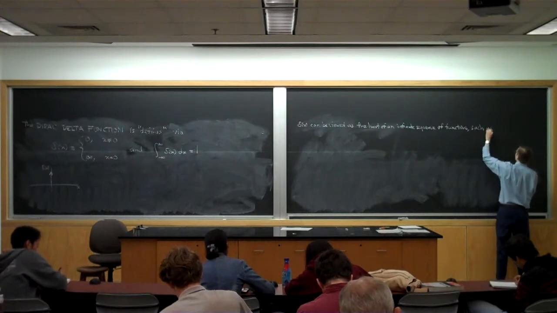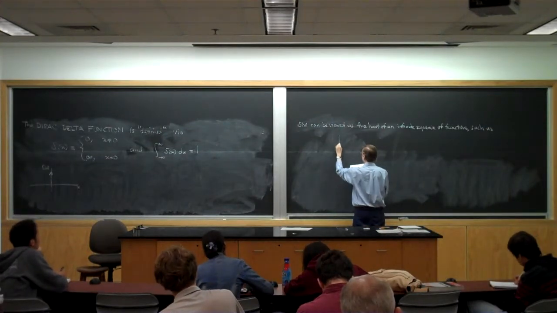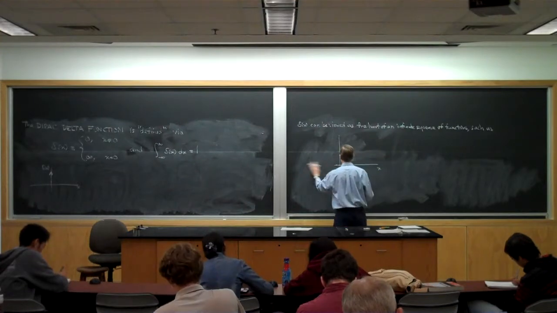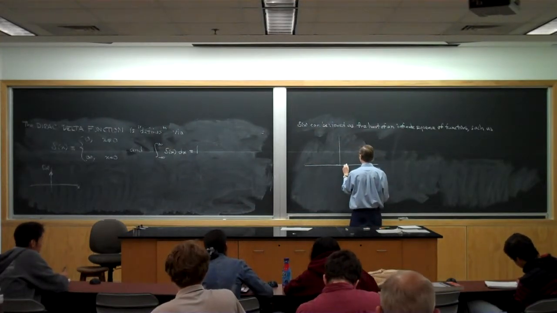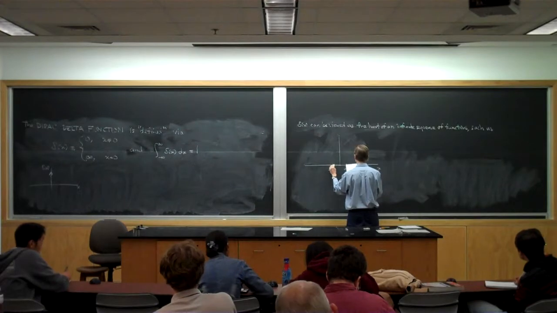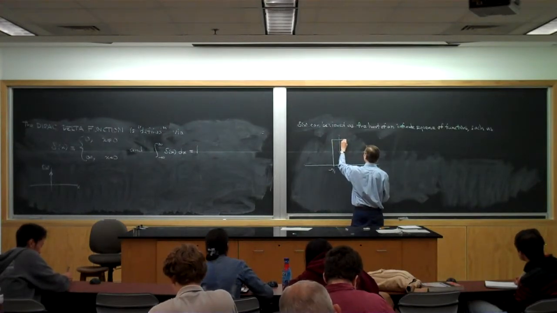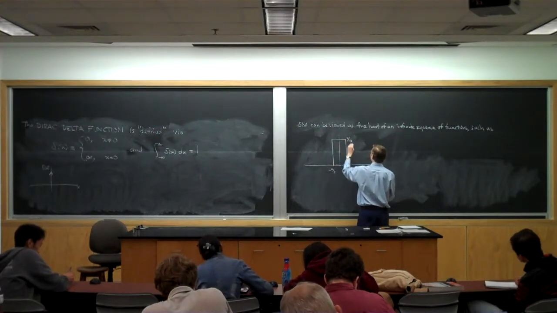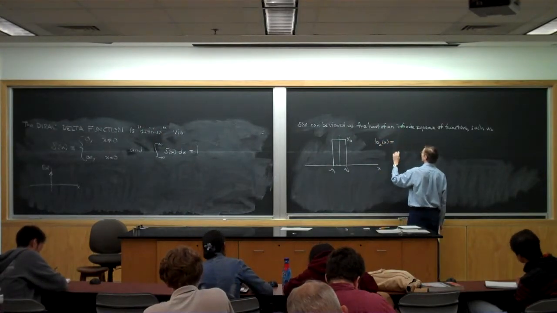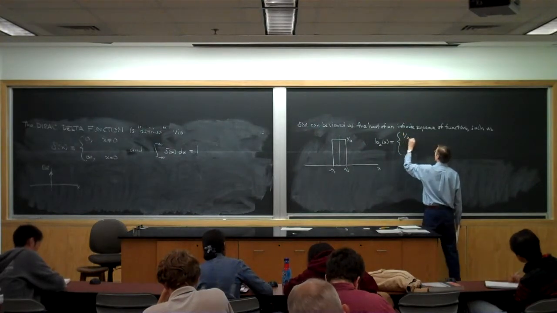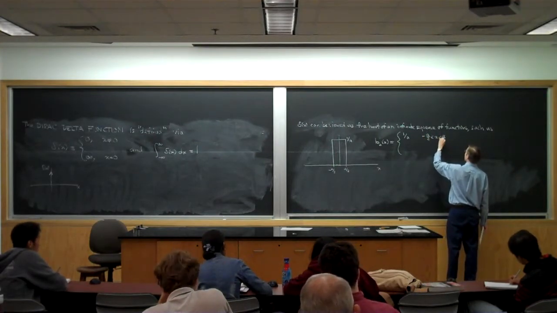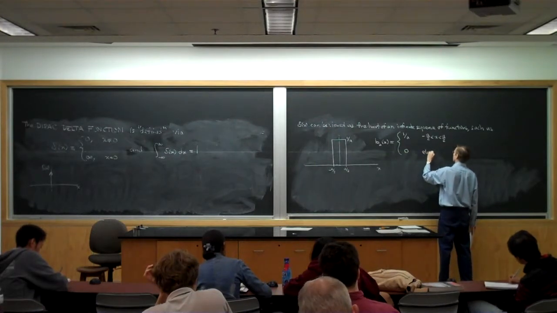Such as, let's define this function. I'm going to define a box function where it's equal to 0 everywhere except between minus a over 2 and a over 2. And in that range, it's equal to 1 over a. So we could define this box function. B sub a of x is equal to 1 over a for minus a over 2 less than x less than a over 2, and 0 elsewhere.